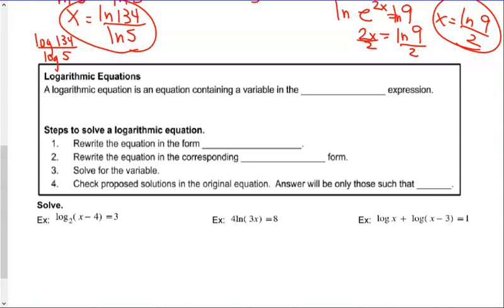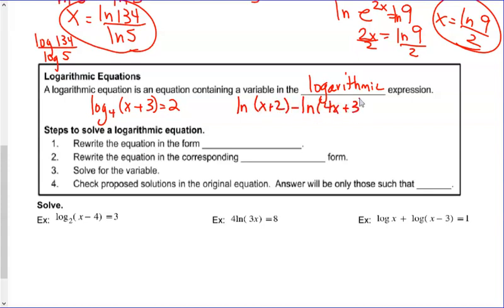Okay? All right, let's turn our attention to logarithmic equations. And there's going to be kind of two types that we see of this. A logarithmic equation is an equation containing a variable in the logarithmic expression. Some examples of logarithmic equations could be log base 4 of x plus 3 equals 2. We may have also the natural log of x plus 2 minus the natural log of 4x plus 3 is equal to the natural log of 1 over x. So they kind of get a little bit big sometimes.